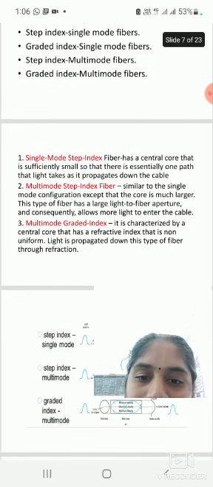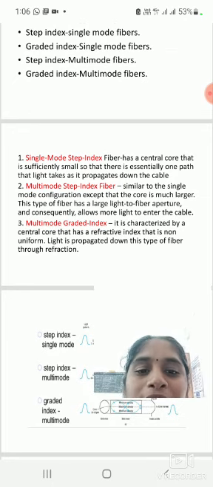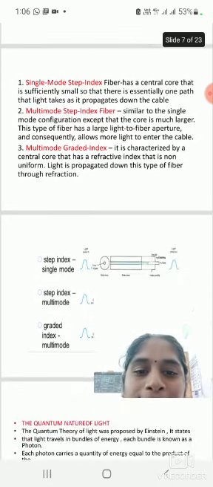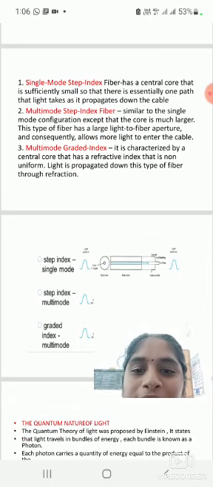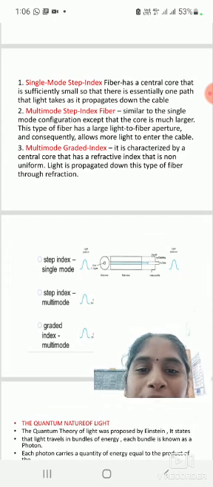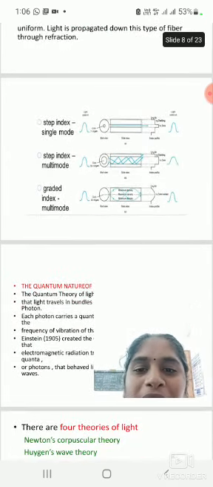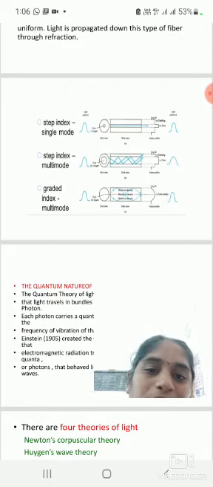Next, multimode step index fiber. It is similar to the single mode configuration except that the core is much larger. This type of fiber has a large light to fiber aperture. Multimode graded index is characterized by a central core that has a refractive index that is non-uniform. Light is propagated down this type of fiber through refraction. The respective diagrams for all these configurations are given here.